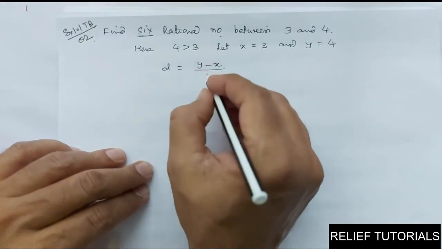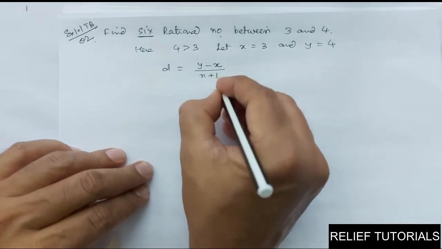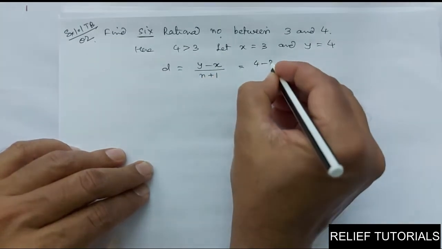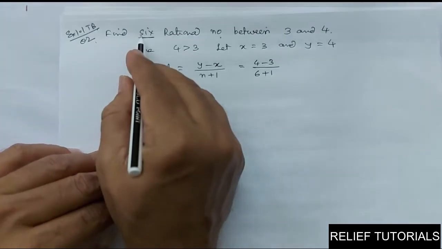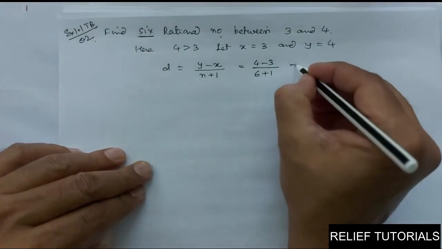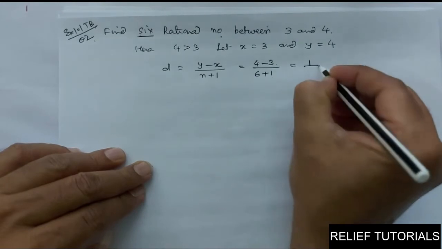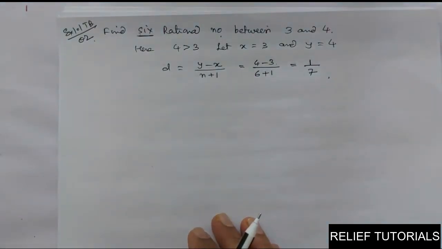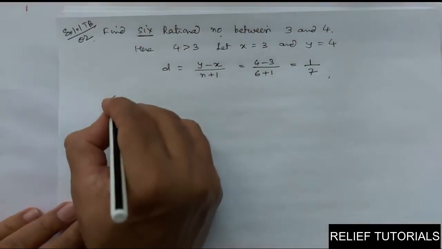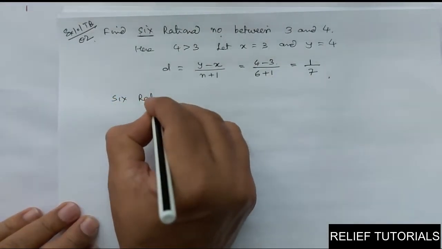N rational numbers between 3 and 4. N plus 1. So that is equal to 4 minus 3 upon 6 plus 1, since we want 6 rational numbers. If 7 rational numbers, 7 plus 1. So 4 minus 3 is 1, 6 plus 1 is 7. So d is 1 upon 7. Clear?